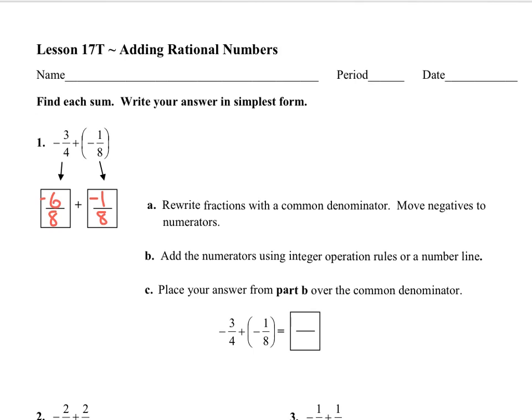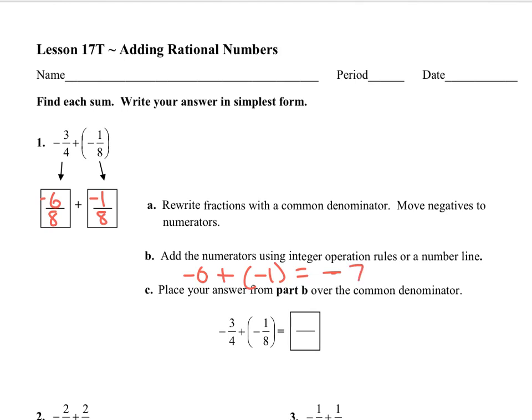For part B, it says add the numerators using integer operation rules or a number line. So let's leave our denominators alone, and let's go ahead and add the numerators. So you have negative 6 plus a negative 1. Since both of my numbers are negative and I'm adding them together, my answer has to be negative. I add their absolute values, and since the signs are the same, I just add the numbers. So what's 6 plus 1? 6 plus 1 is 7.